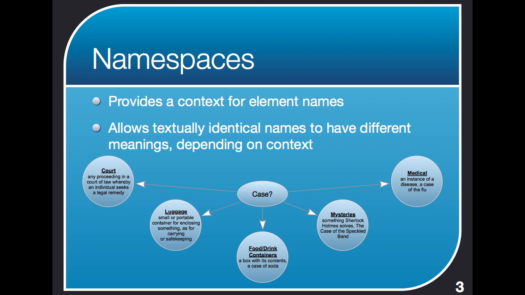Our first topic is going to be namespaces. What namespaces do is provide an additional layer of context for element names. And what do I mean by that? Well, it lets you have textually identical names mean different things depending on the context in which they're found. Let's look at the word case, for example. It's a simple word, case. What does it mean? Well, what the word case means depends strongly on the context in which it's being used.